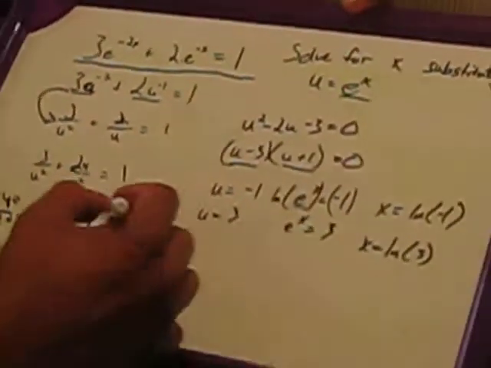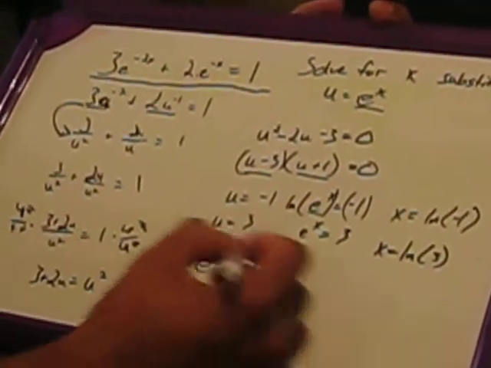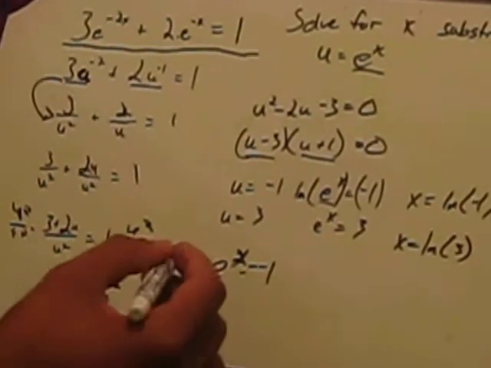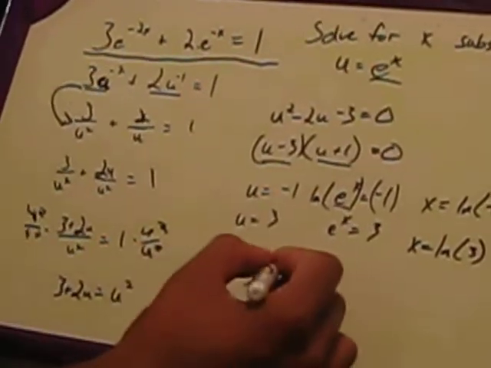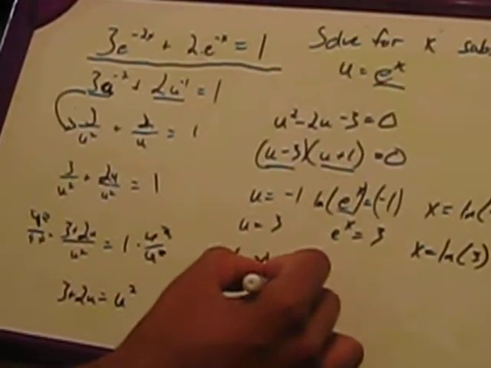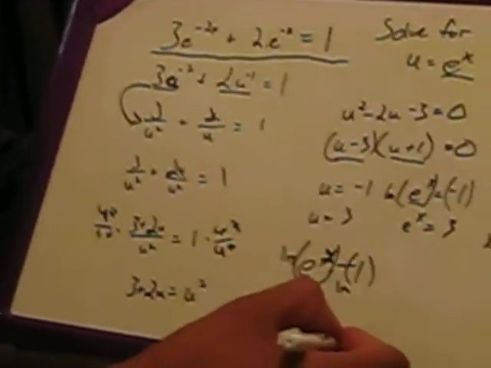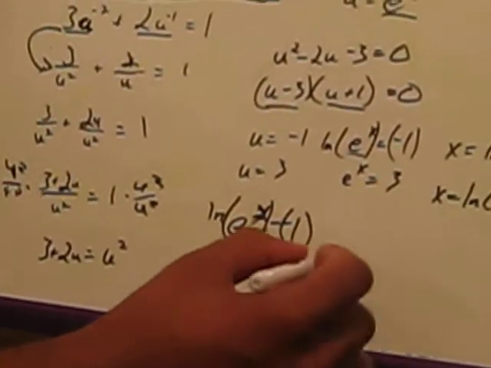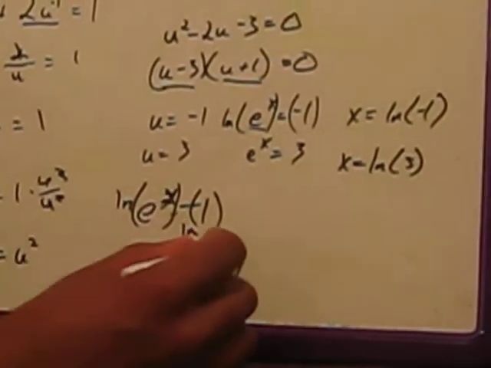So you substitute back your e to the x for u. For u equals negative 1, you have e to the x equals negative 1. And you can take the natural log of both sides, since natural log is the inverse of e to the x. So when you take natural log of both sides, natural log of e to the x, they just cancel each other out, so you're left with x. And then natural log of negative 1 on the other side. But the natural log of a negative number is undefined, so this can't be our answer.